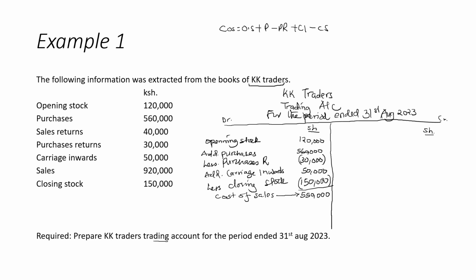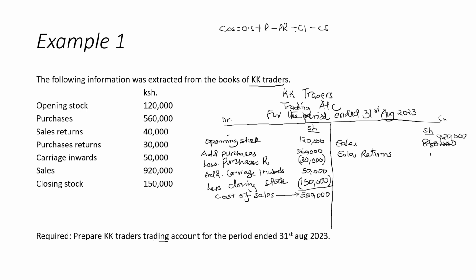Now we come to the credit side. We have sales as 880,000. We have sales returns. How much are the sales returns? 40,000. Sorry, we have this sales as 920,000. That is the sales.